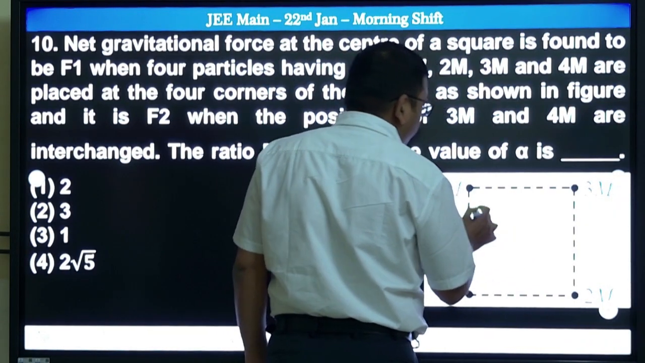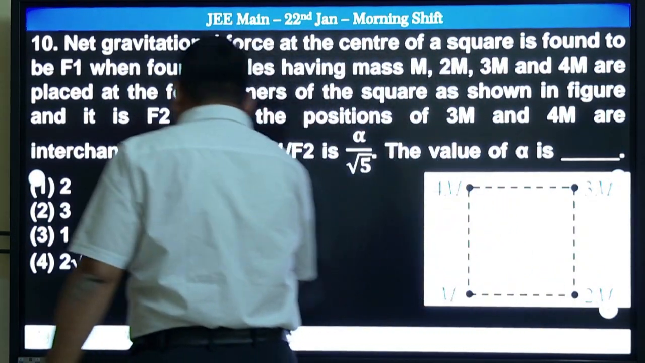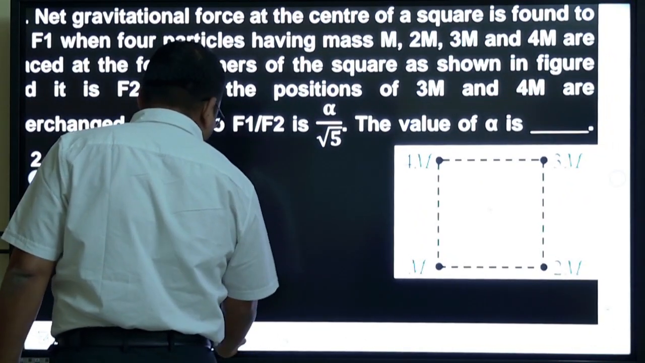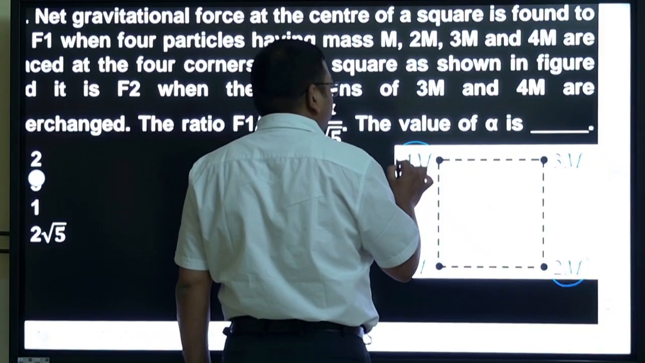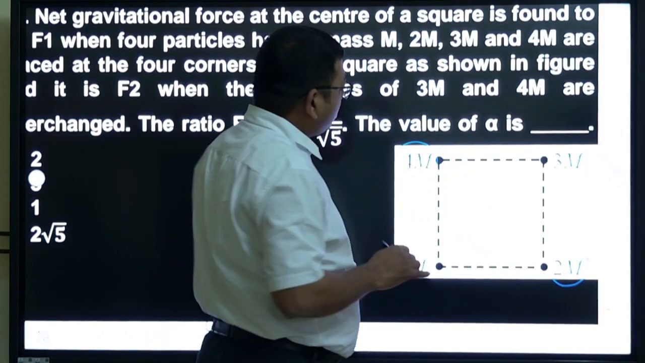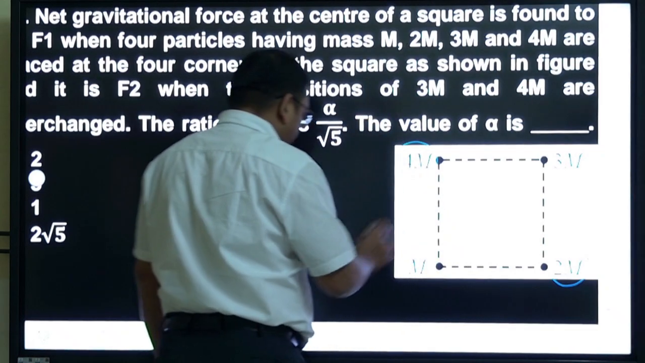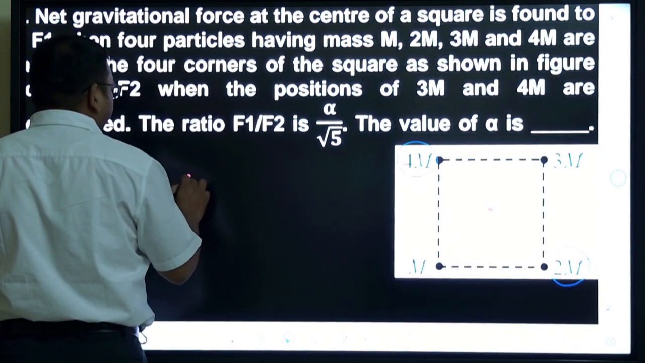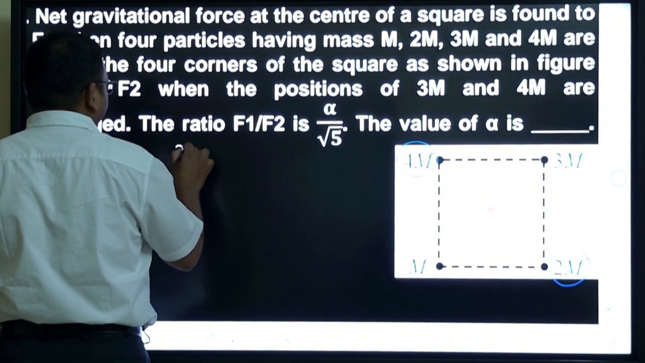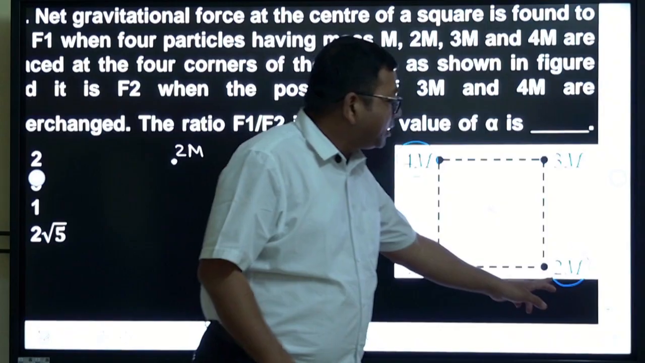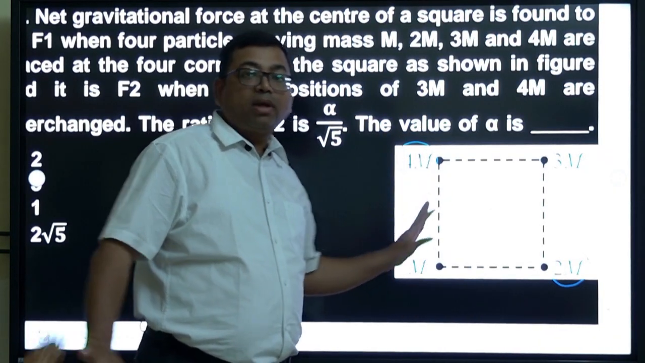So what happens here? These distances are all equal, right? All the distances are equal. So this is 2m here. Note that this is 2m here. So this 2m and this 4m we can write as 2m. So effectively you can say that instead of this 4m and 2m, you can simply write a single 2m at this corner, right? Because this 2m effect can be neutralized by this 4m, and an effective 2m will be remaining.